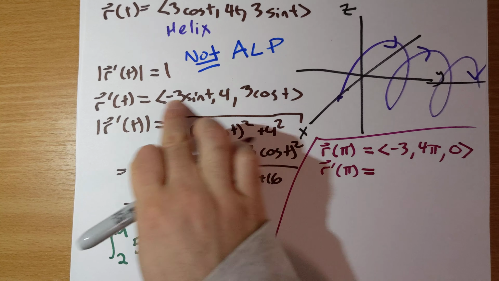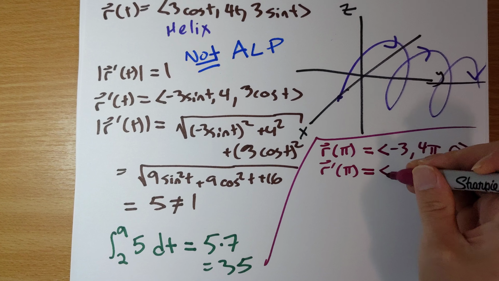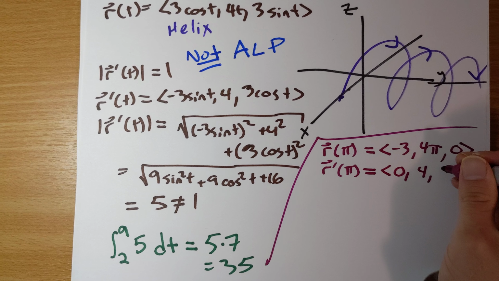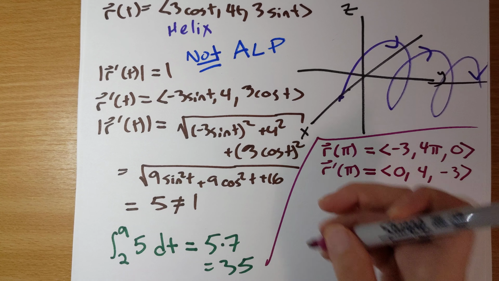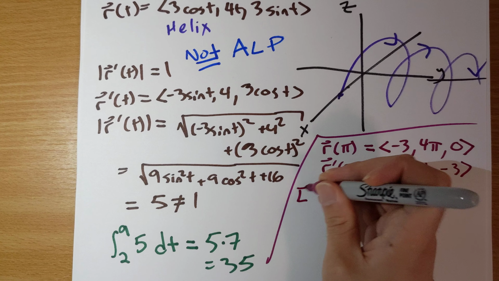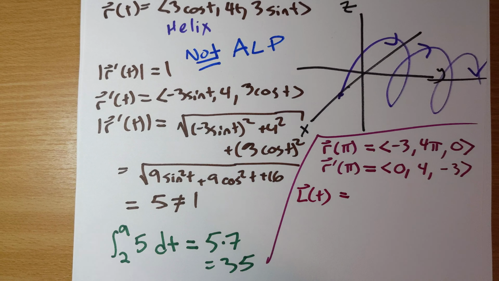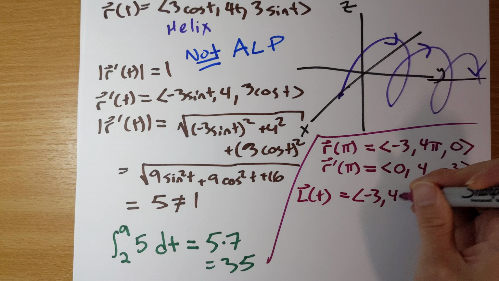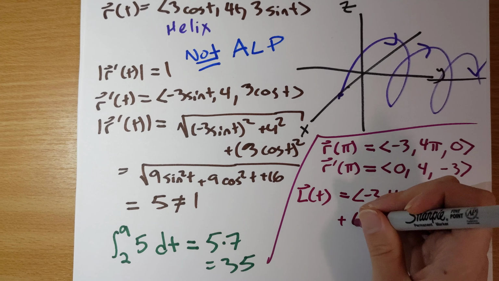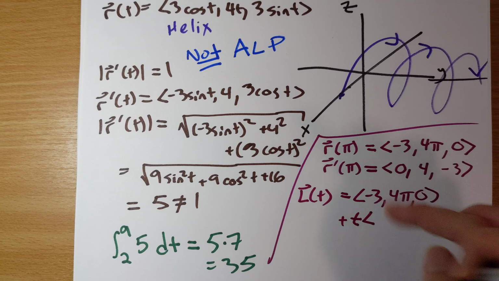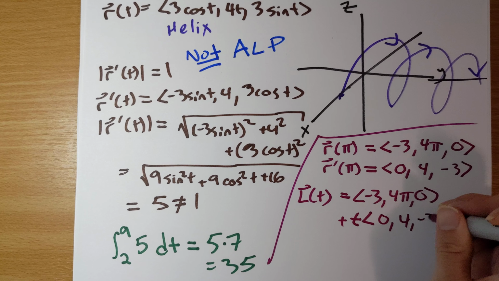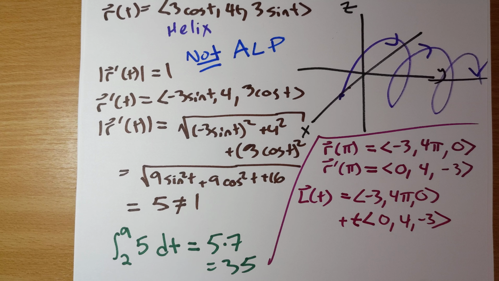Then we plug in pi into r prime right here, and we get 0 for the y... I mean 0, 4, and 3 times cosine pi is negative 3. And so using this information here, L of t is going to be the initial point, negative 3, 4 pi, and 0, plus t times 0, 4, negative 3, the direction vector. So that's how you do problem 15.